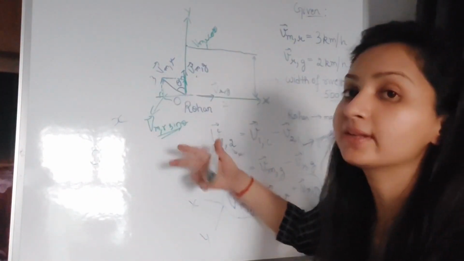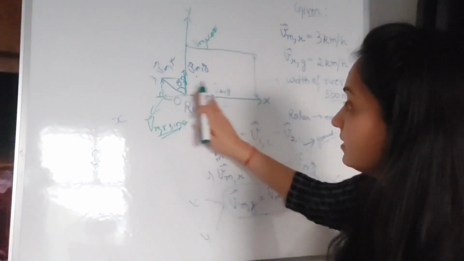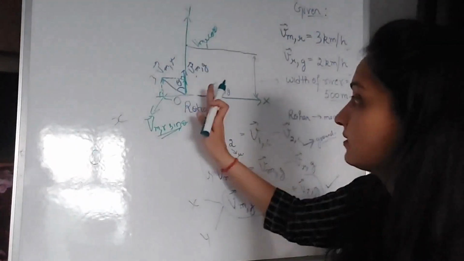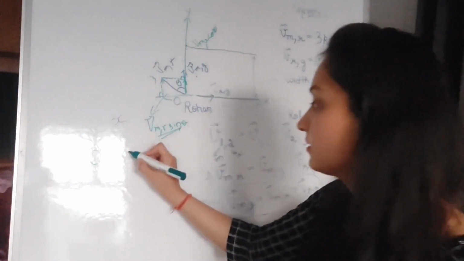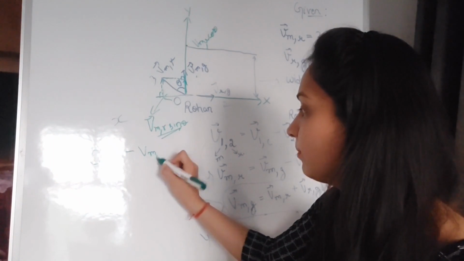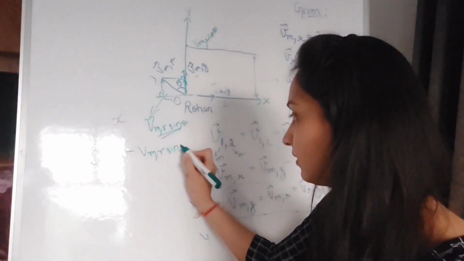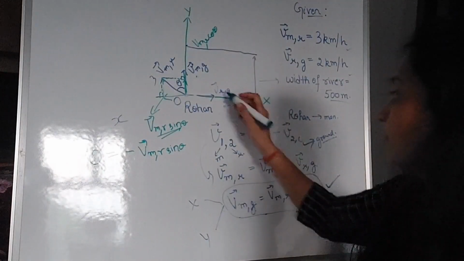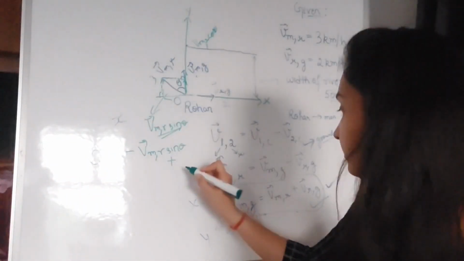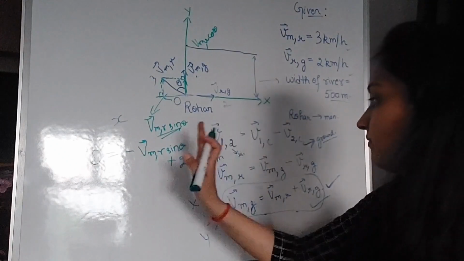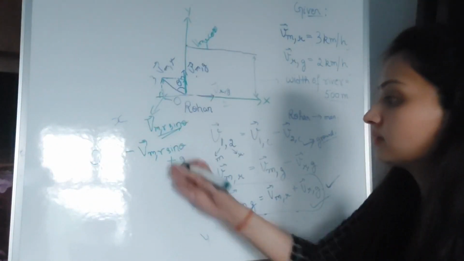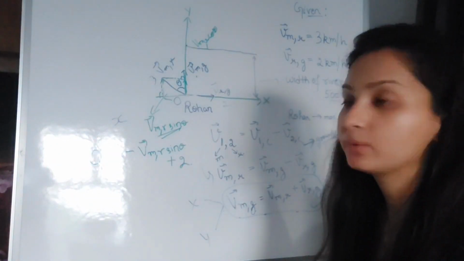Next thing, you have to check the direction as well. So this is the positive direction and this is the negative x direction. So this will be minus VMR sin theta, and velocity of river with respect to ground, that is 2, and this is the positive x direction. So this will be the first equation that you will be getting.